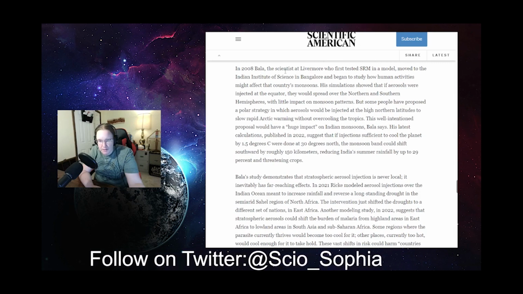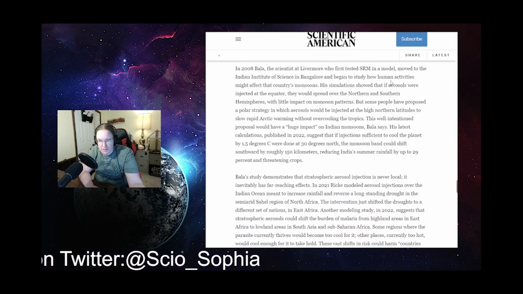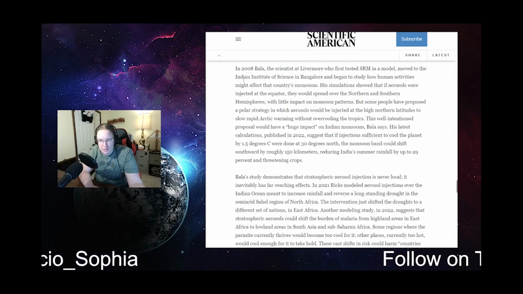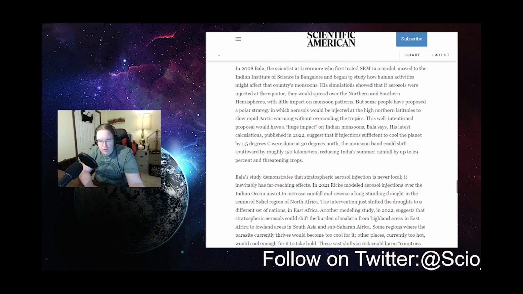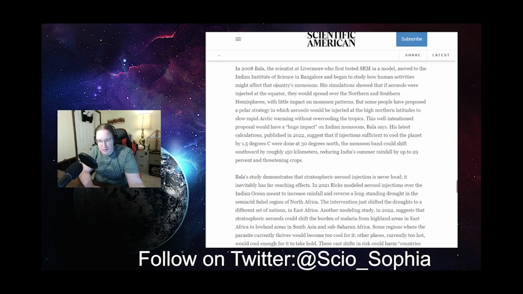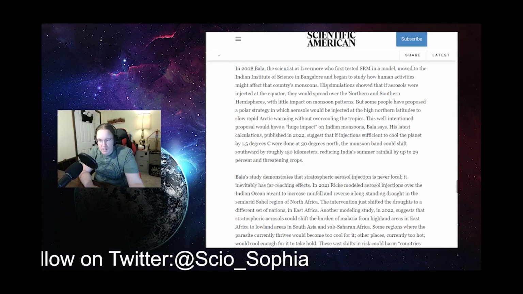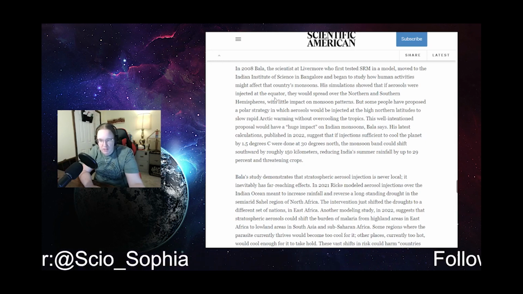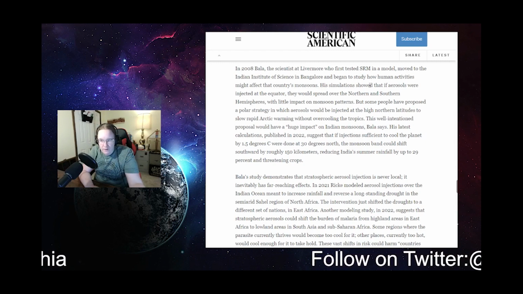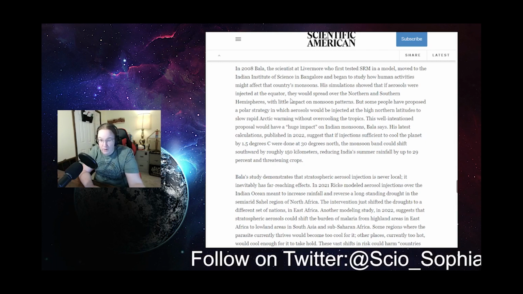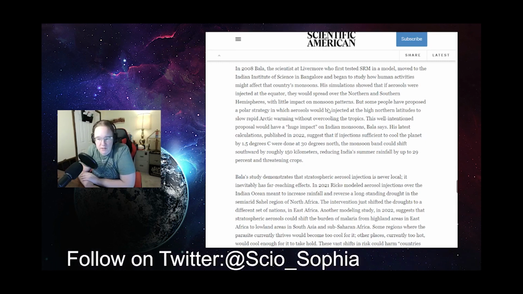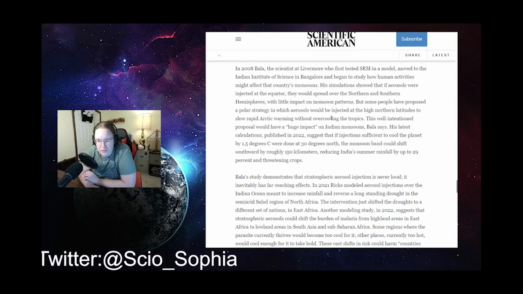In 2008, Bala, the scientist at Livermore who first tested SRM in a model, moved to the Indian Institute of Science in Bangalore and began to study how human activities might affect that country's monsoons. His simulations showed that if aerosols were ejected at the equator, they would spread over the northern and southern hemispheres with little impact on monsoon patterns.